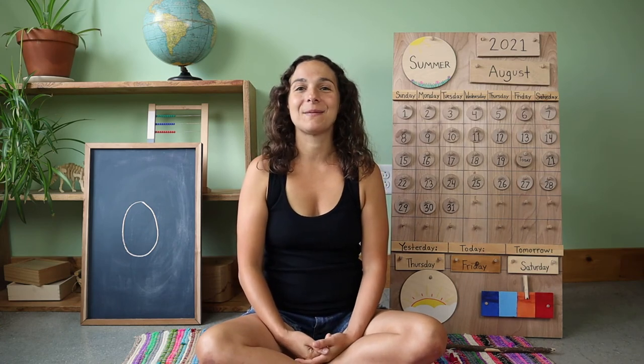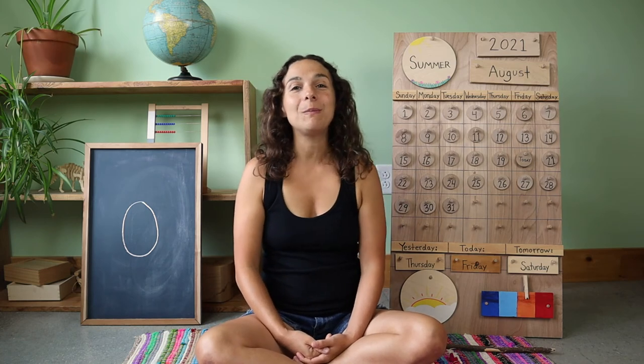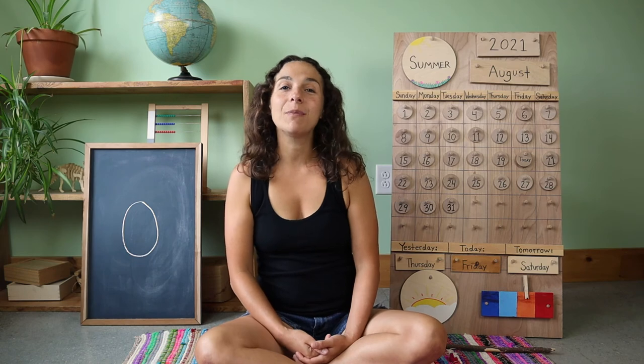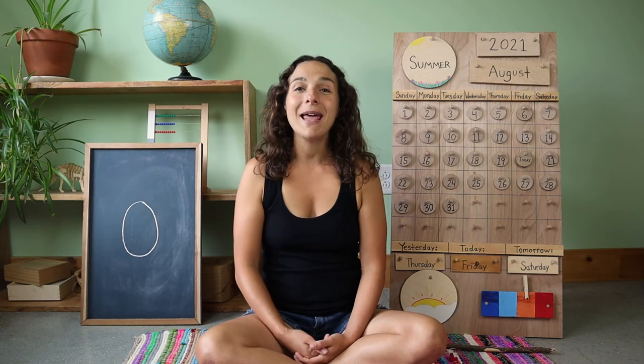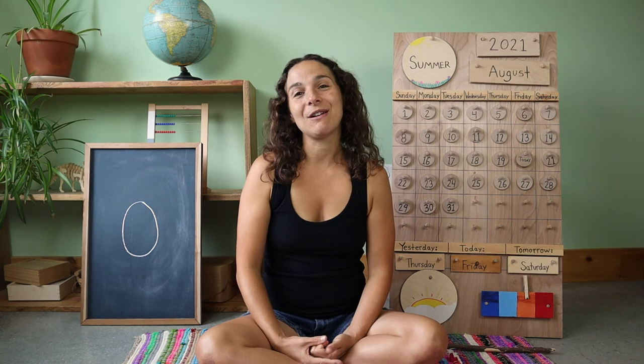It goes like this. Red, orange, yellow, green, blue, purple. Red, orange, yellow, green, blue, purple. Makes a rainbow bright.